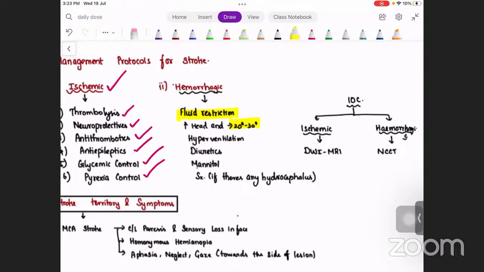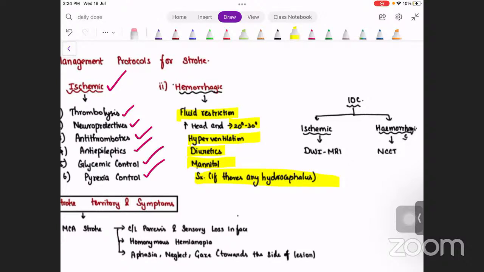raise the bed to 30 degrees, fluid restrict the patient, hyperventilate, and add a diuretic and mannitol because there is a possibility the patient may have hydrocephalus. So add mannitol immediately and try to reduce the ICP. If the ICP is not reduced, then try a burr hole and evacuate it. So surgical management is the last resort if there is any hydrocephalus. So this is the management protocol for your ischemic and hemorrhagic stroke, people.